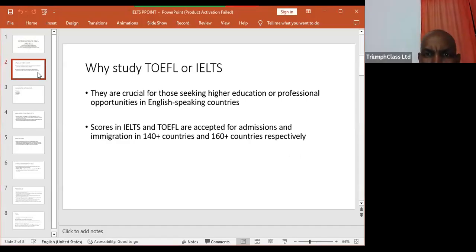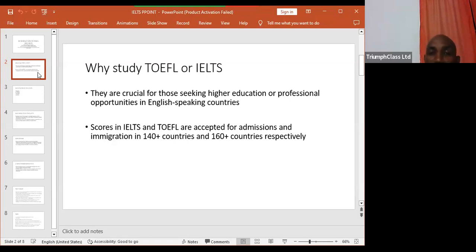Why study TOEFL or IELTS? Why should students or any other person study these tests? These tests are crucial for those seeking higher education, especially students who complete A-level. Most of the students are seeking for universities all over the world, and they have to perform very well in these two tests. You either do TOEFL or you do IELTS. For professional opportunities in English-speaking countries, people also have to sit for these tests.